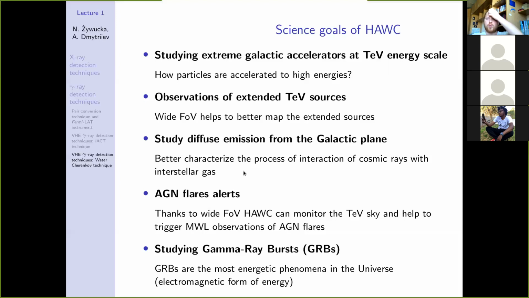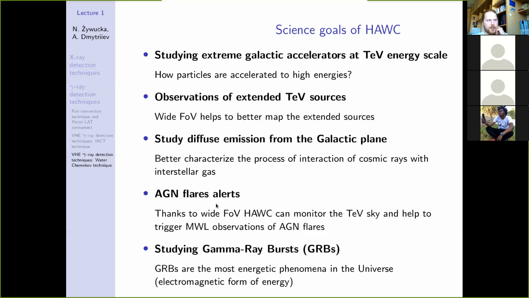And so we need to study that better, and we can rely on Fermi at lower energies, around 10 GeV, but we need to take advantage of HAWC, of its wide field of view and access to higher energies, to map the diffuse emission and characterize this process of interaction better at higher energies.